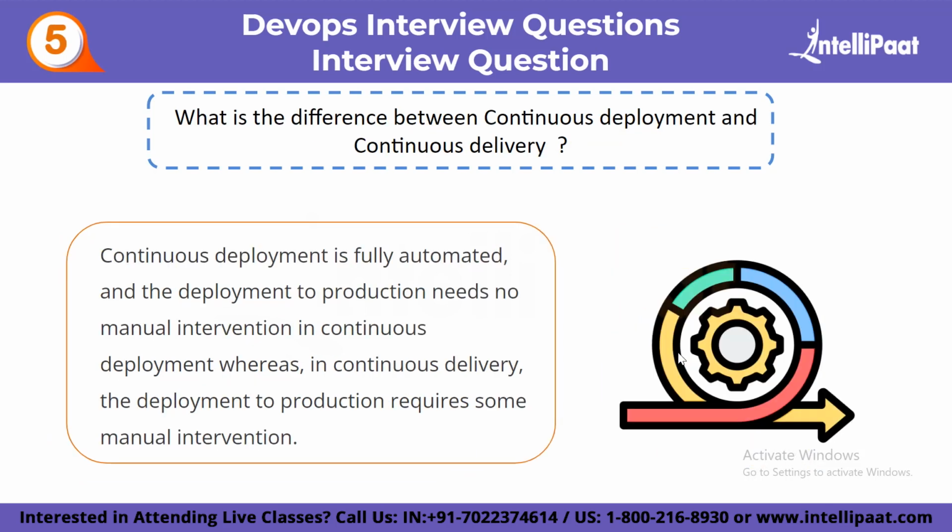The question is, what is the difference between continuous deployment and continuous delivery? Continuous deployment is fully automated, and the deployment to production needs no manual intervention. Whereas in continuous delivery, the deployment to production requires some manual intervention for change management in the organization, and it needs to be approved by the manager or higher authorities to be deployed in production. According to your organization's application risk factor, the continuous deployment or delivery approach will be chosen. I hope it's clear to you what exactly the difference is.